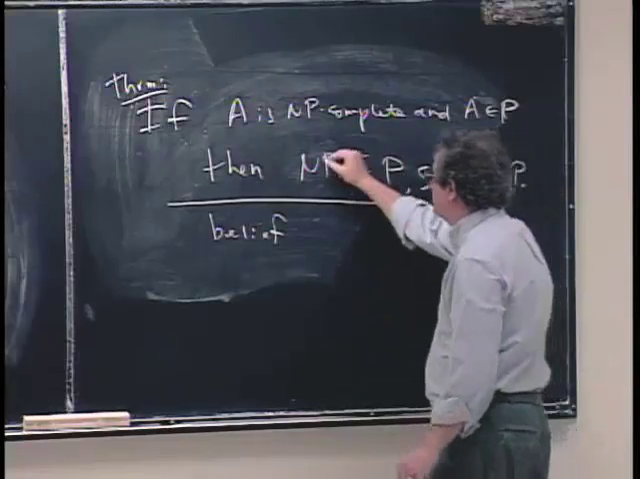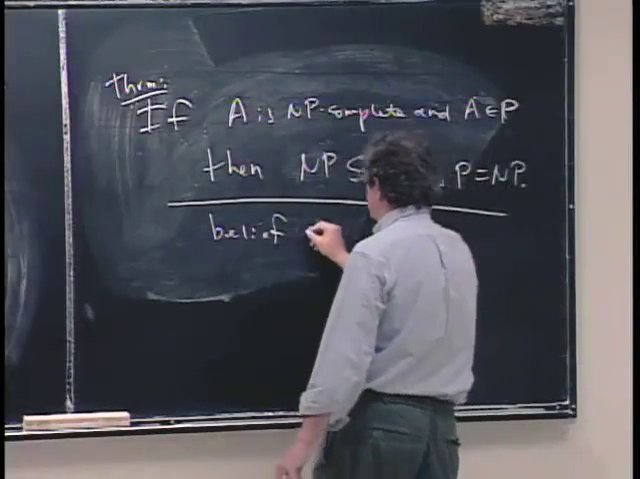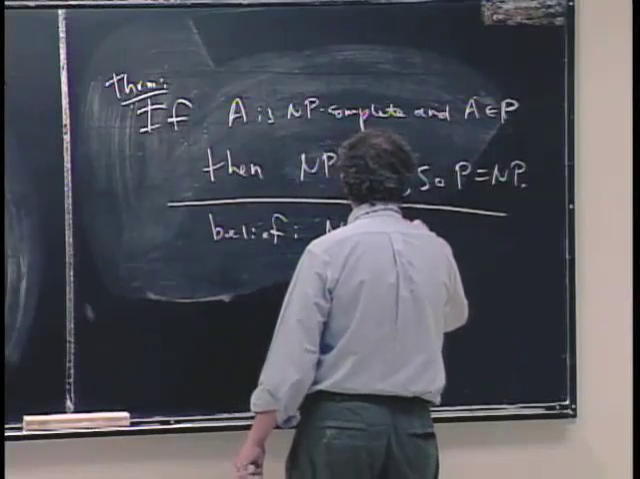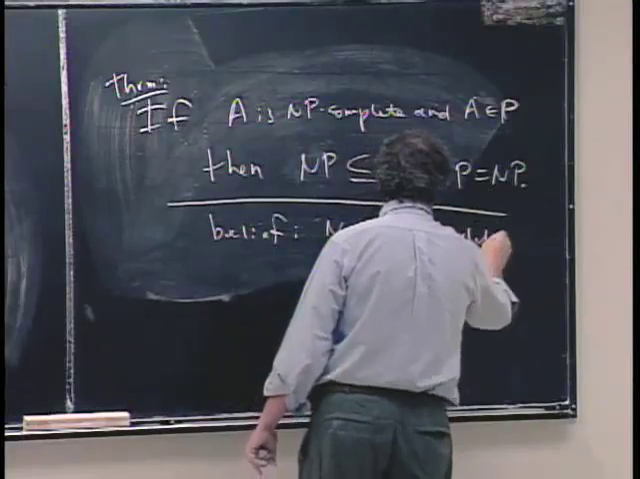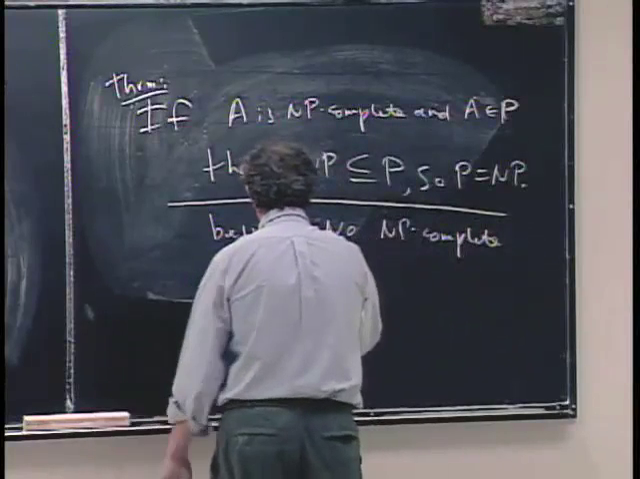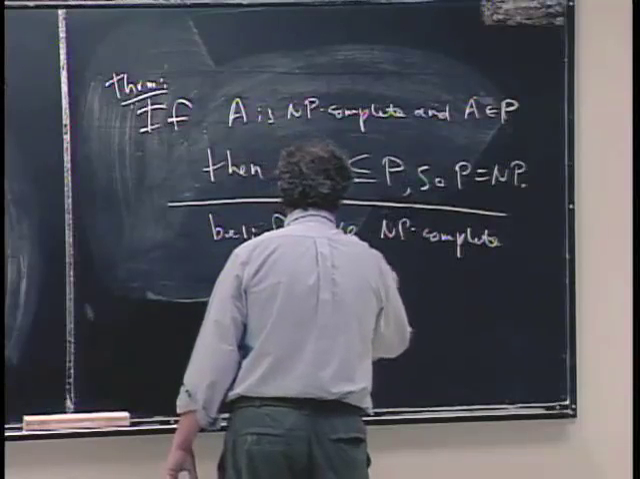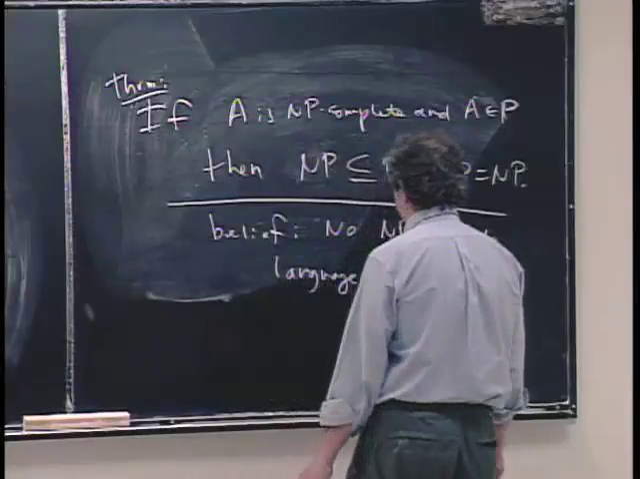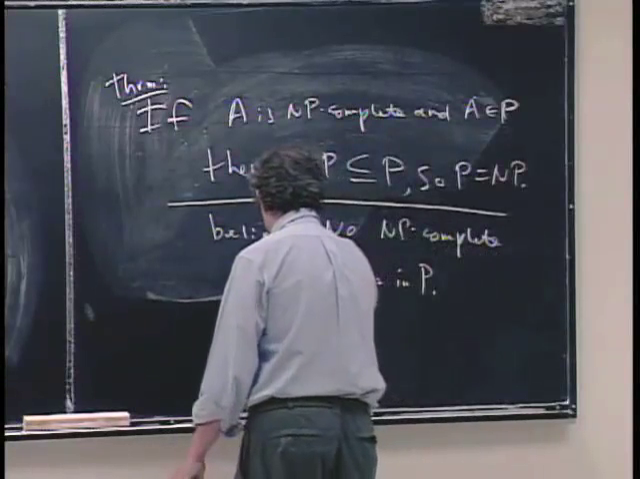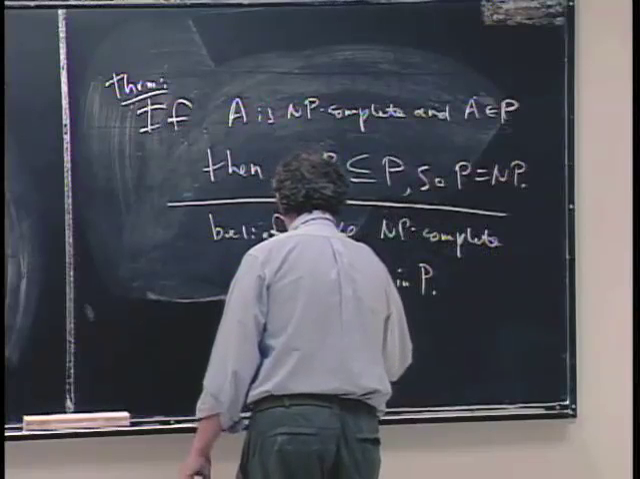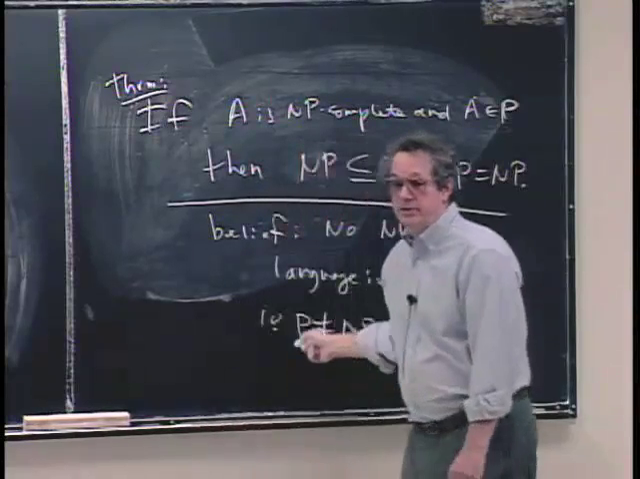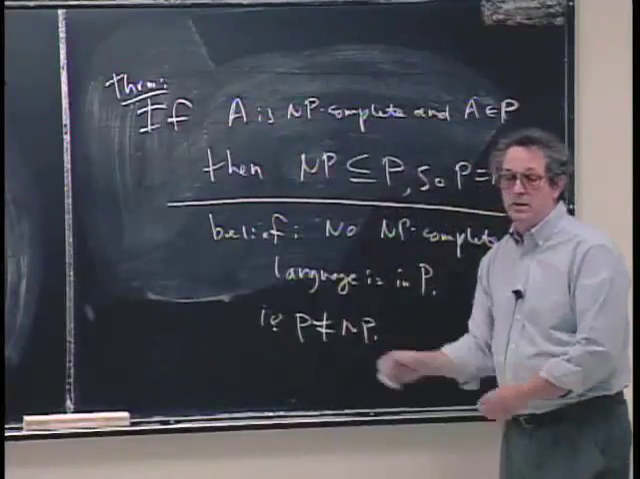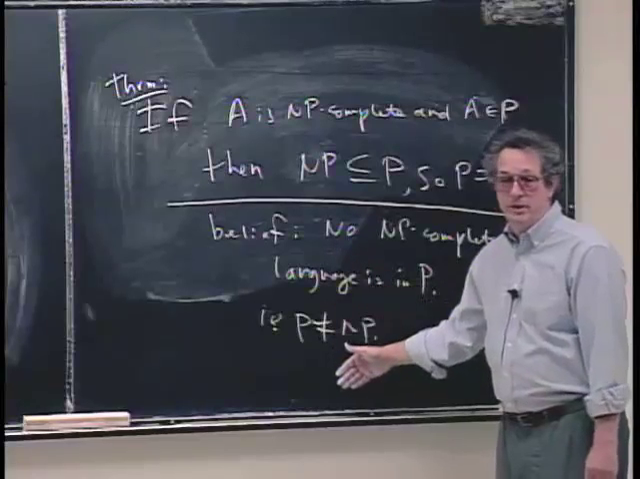And so the belief is that no NP-complete language is in P, because the belief is that P is not equal to NP. But this is still an open question, not been proven, and there's a $1 million bounty on its head for anybody who can prove it one way or the other.